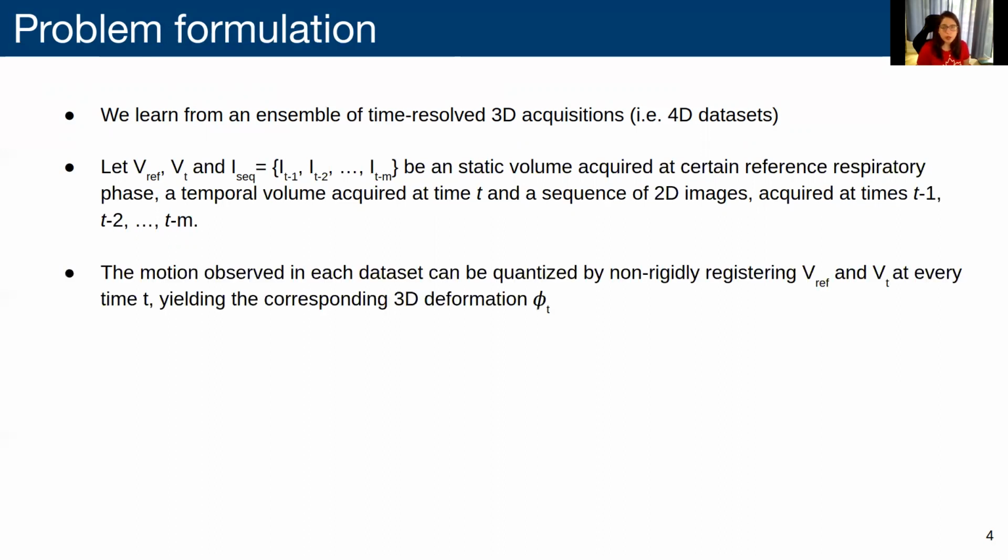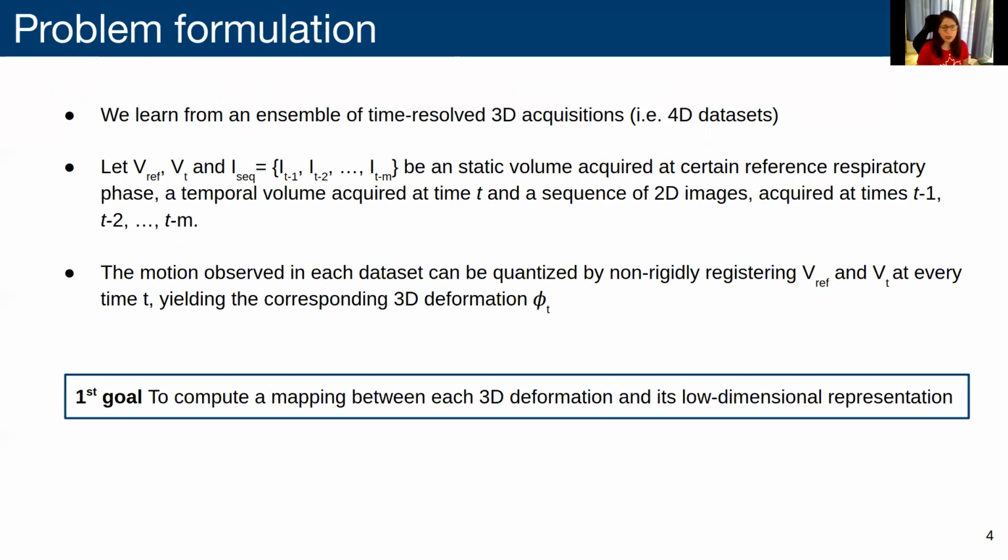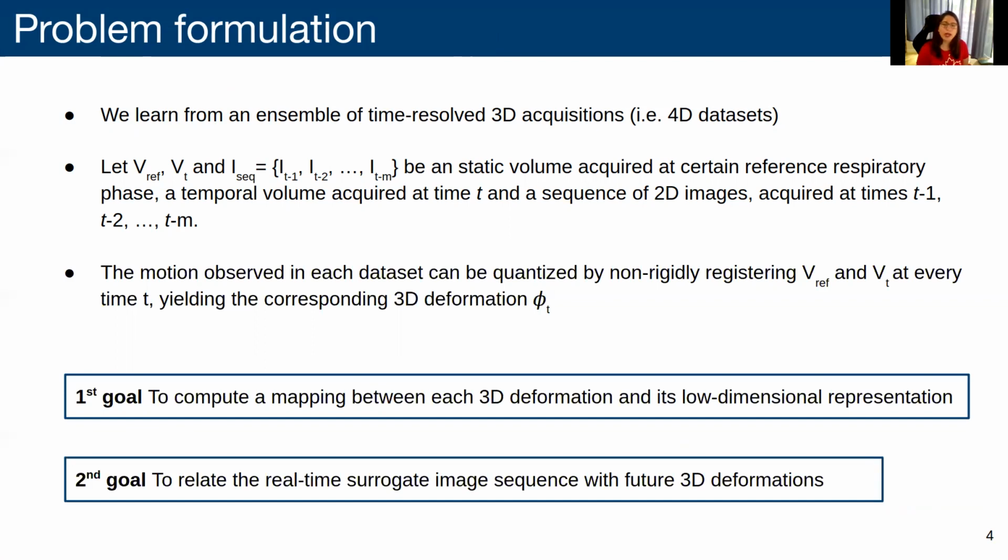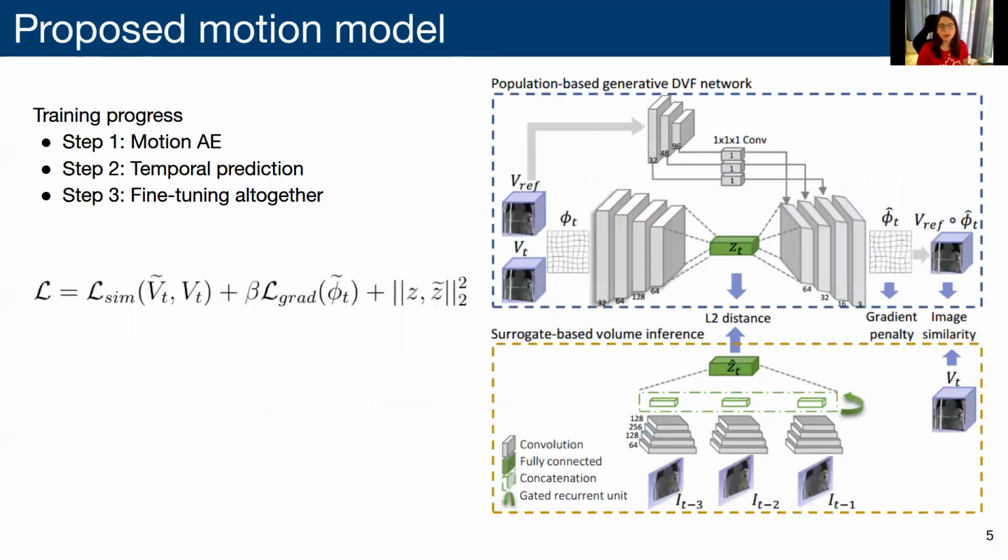The motion observed between the reference phase and other phases can be estimated using deformable image registration, generating a 3D deformation. In this work, we propose a novel approach using deep networks, where the first goal is to compute a mapping between 3D deformation and their low-dimensional representations. The second goal is to relate the surrogate images with 3D deformation in future times.